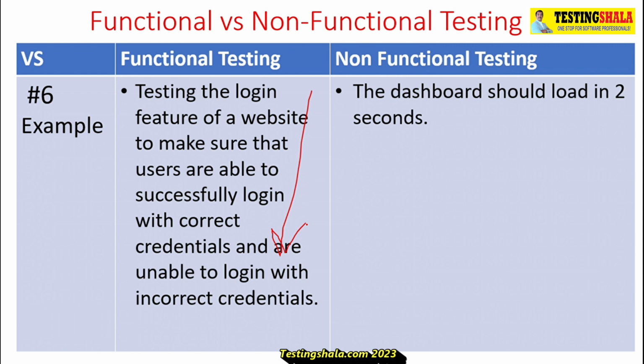In non-functional testing, we concentrate more on things like, once we try to open a page, a website, or a mobile app, the app should be able to open within 2 seconds. Our website should be able to open within 2 seconds. That is a parameter we test as part of non-functional testing. These are the 6 important key differences between functional versus non-functional testing.